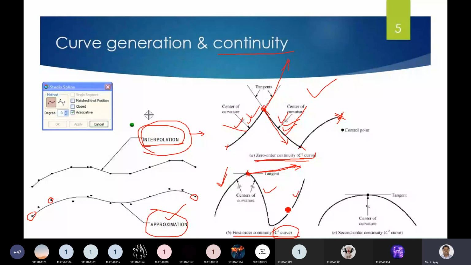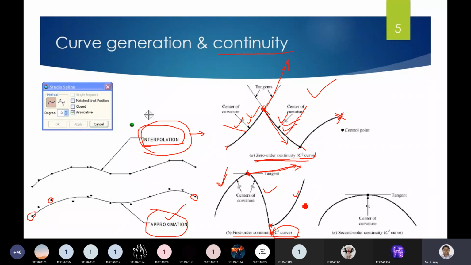But if you apply C1 continuity, then the curve shape would be somewhat smoother like this. Similarly, if you consider this as the third point, another intersecting point between the second segment and third segment, at this point also, whatever is the tangent at this point will also be the same tangent for the third segment as well. So how do we get this first order continuity of C1 curve? We will discuss the corresponding mathematics.